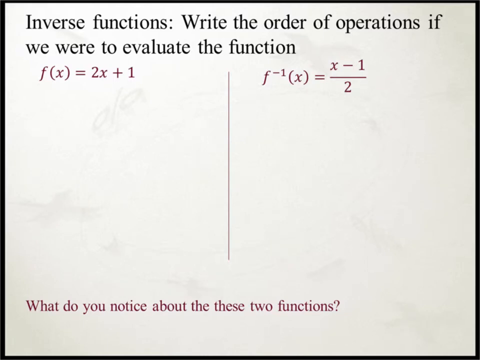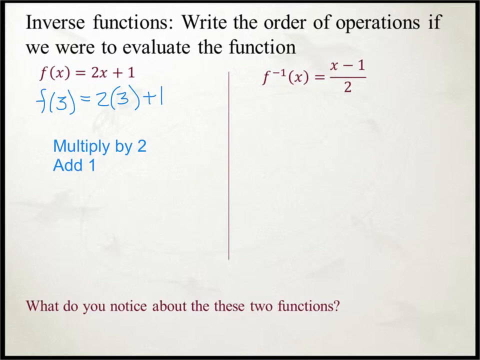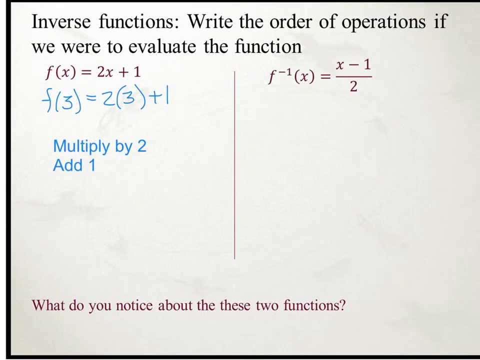So this section's just to say a little more about inverse functions and some of the features. So let's look at f of x on the left-hand side of the screen. That's 2x plus 1. Let's say we were going to evaluate that function at 3. What are the things that we would do to that value, and in what order would we do them? So first we would multiply by 2, and then we would add 1, which would result in 7.